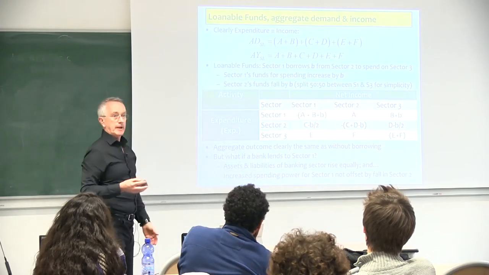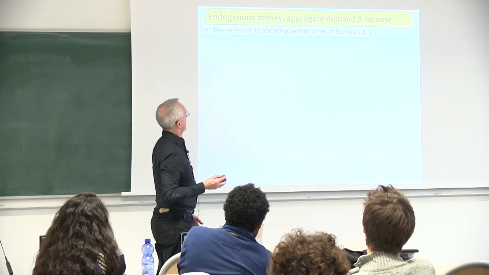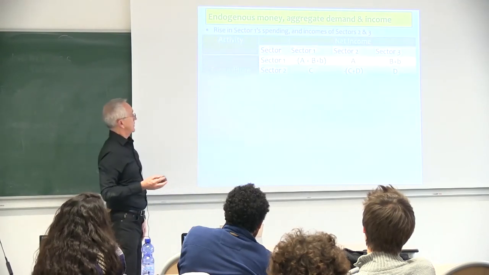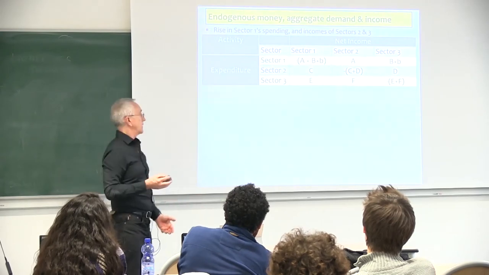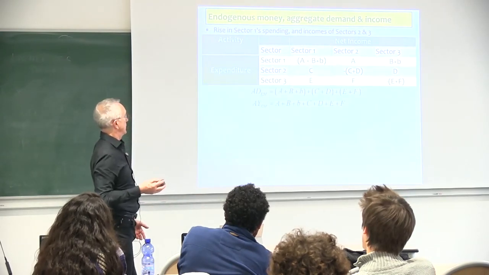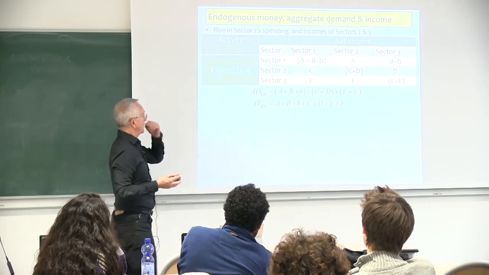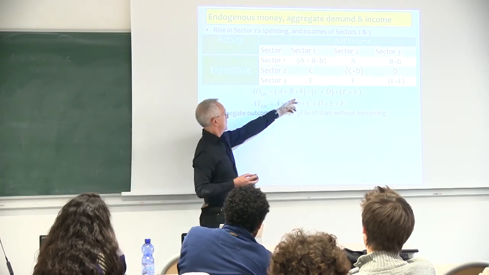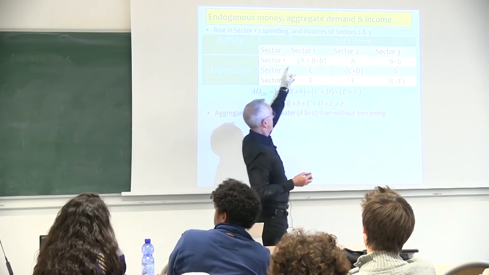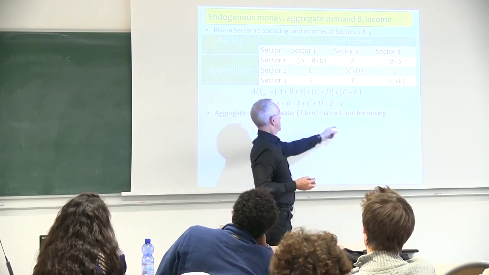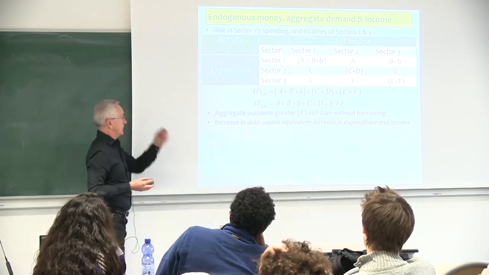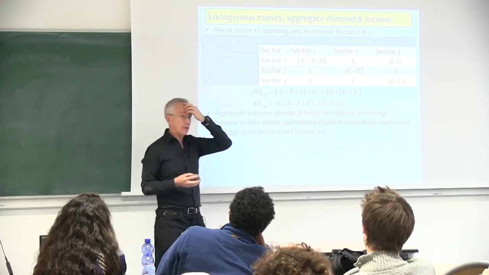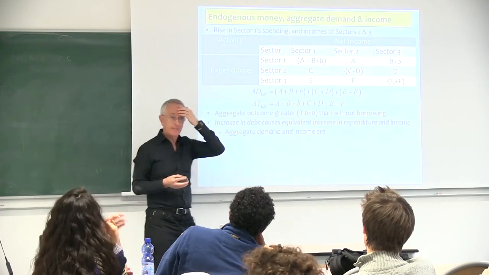But what if you borrow from a bank? Looking just at the liability side of the bank here, you've borrowed plus B from the bank. There's no offsetting amount of minus B from any other sector. So in your sum of aggregate demand, you get change in debt turning up as part of aggregate demand, which is the negative sum of the diagonals. And the sum of the off-diagonals also includes change in debt. So an increase in debt causes an equivalent increase in both expenditure and income.